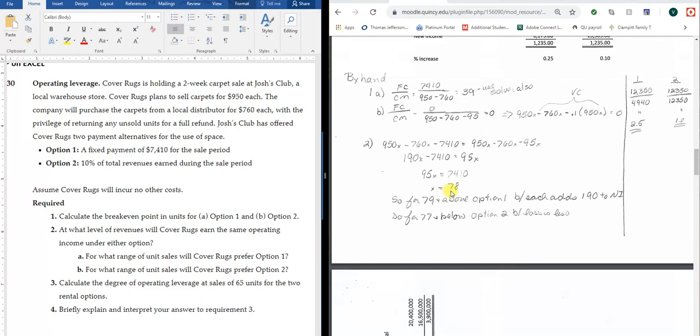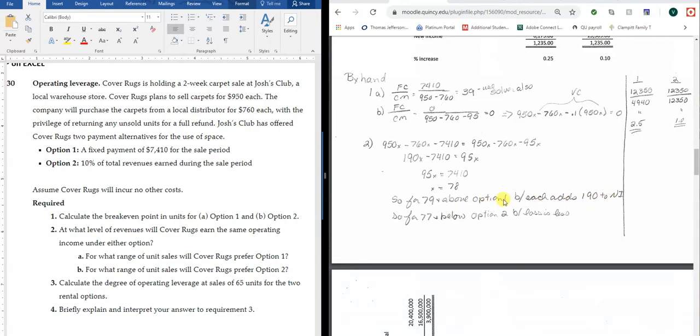So 78, then the question is, okay, I want to choose one. What happens if I go to 79, or what happens if I go to 77? And you can just, honestly, if you can't see it, plug 79 into each of these and see which one is better, because I know I'm indifferent at 78. So at 79 and above, I ought to prefer one option, and so notice that I want to have the 190 added to my net income.